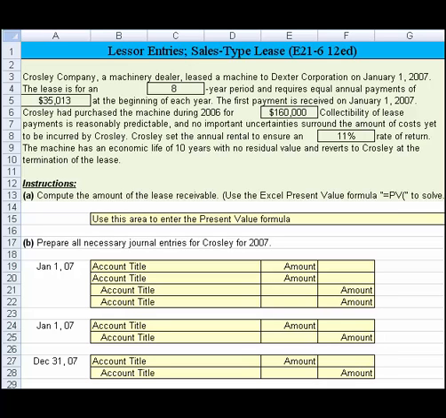Okay, let's take a look at this lessor entries problem with a sales type lease. Crosley Company, a machinery dealer, leased a machine to Dexter Corporation on January 1st, 2007. The lease is for an 8-year period and requires equal annual payments of $35,013 at the beginning of each year.